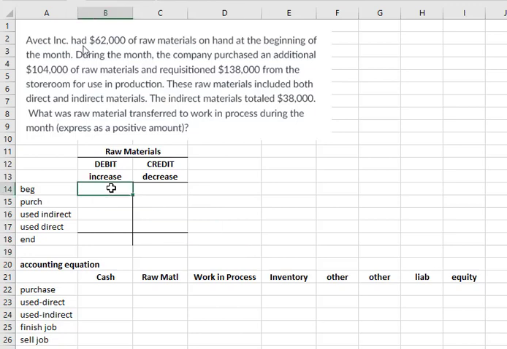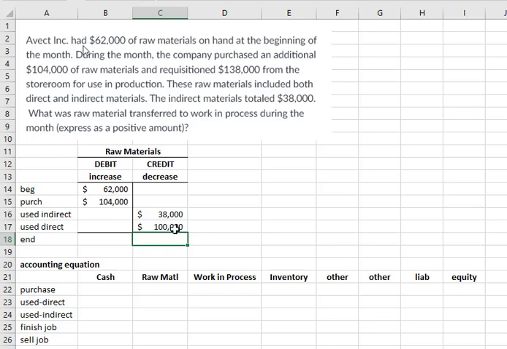So let's do this. The beginning raw materials was $62,000. During the month they purchased another 104. So those two together are total materials available for use. And they tell us that they used 38,000 of it for indirect, and the total that were requisitioned, fancy word for requested, from the storeroom, which is where materials live, for use in production. Production is over in work in process. So this would have been a total of 138, of which 38 of it was indirect.